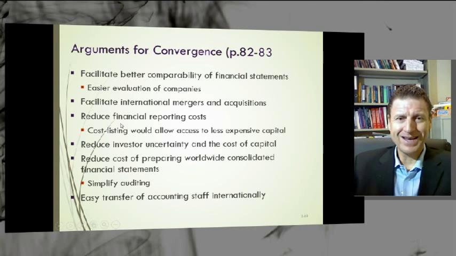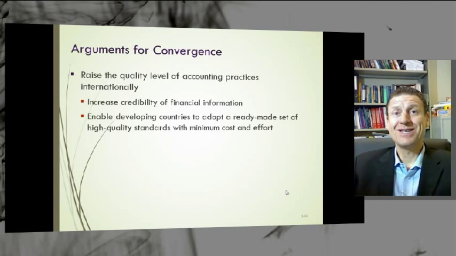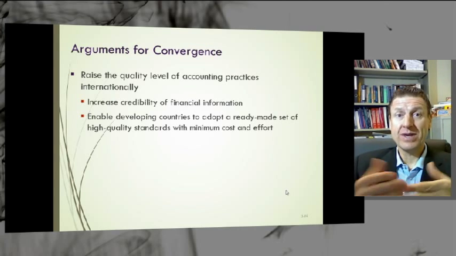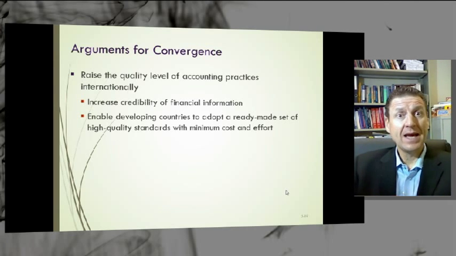Simplify auditing, we get that. And easy transfer of accounting staff internationally. That makes your job more mobile if you're becoming a professional accountant. So there are various arguments for convergence. We get this, we understand that, we want to come closer together. One more reason for convergence is to raise the quality level of accounting practices internationally. We want to increase the credibility of financial information, and we want to enable developing countries to adopt a ready-made set of high-quality standards with a minimum cost and effort.